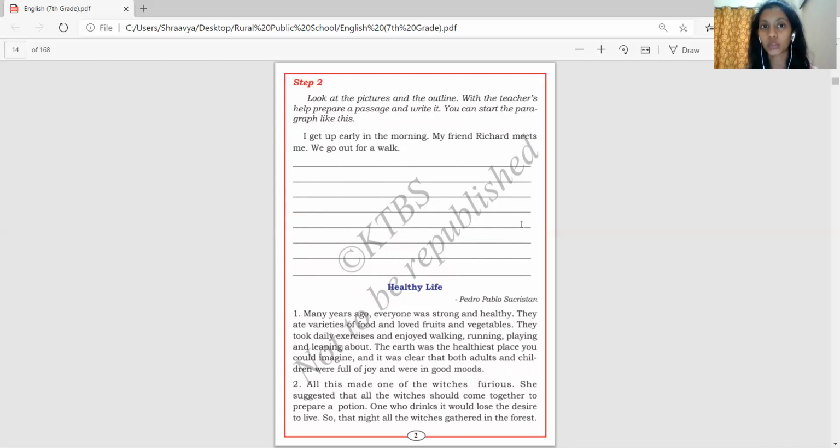Did she want to make a potion with a healing property or a poisonous property? Did she want to harm someone with the poisonous potion? One who drinks it would lose the desire to live, which means she was trying to make a poison. Whoever drinks this potion does not feel like living anymore. So that night, all the witches gathered in the forest, which means that all of these witches lived in a forest.